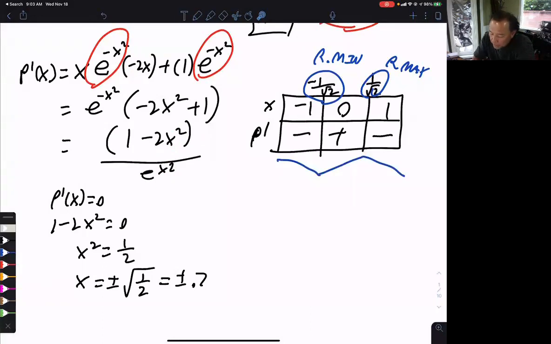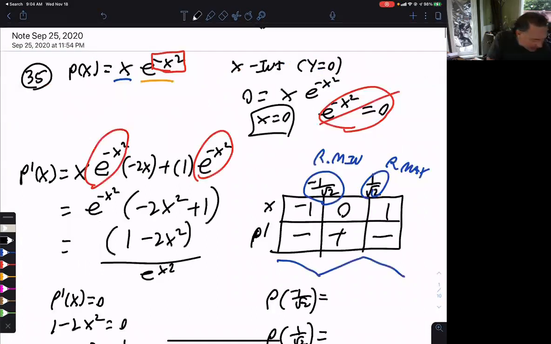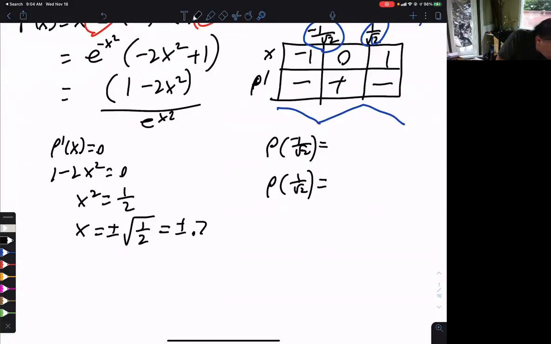So let's find our relative midpoint. Let's find the value of the function at negative 1 over radical 2 and the value of the function at 1 over radical 2. So we know the actual relative max and relative min. You're going to plug that into the original function here. I would just do that in a calculator, and through the magic of technology, I'm going to give you the answers.